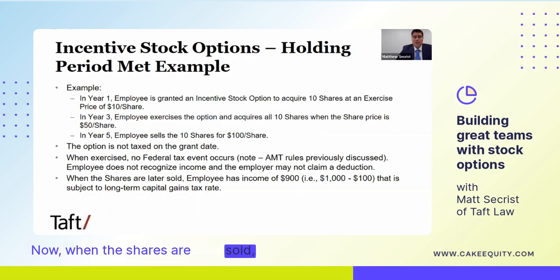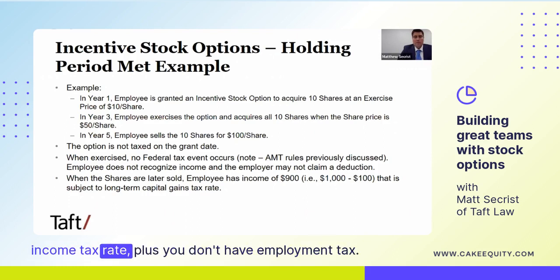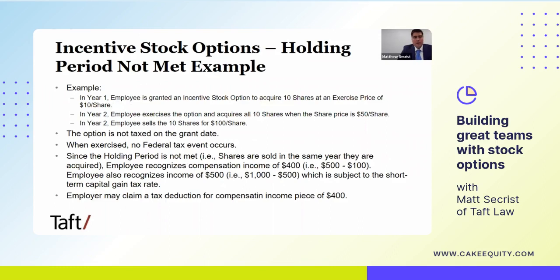Now, when the shares are later sold, the employee has income of $900. So you take $1,000, that's your 10 shares times $100 a share, the fair market value on sale date, minus $100, the exercise price. And that will be long-term capital gains for the employee. And that's a much lower tax rate than your ordinary income tax rate. Plus, you don't have employment tax consideration too. Here's the flip side of the example when you don't meet the holding period.